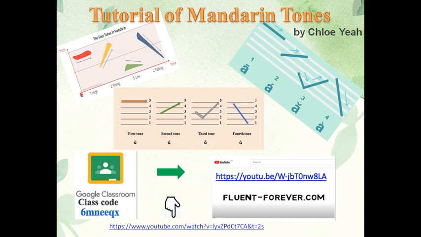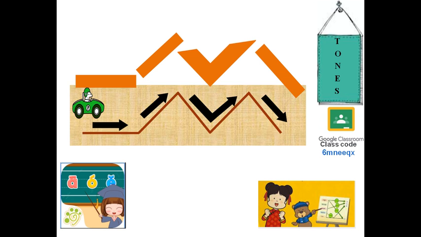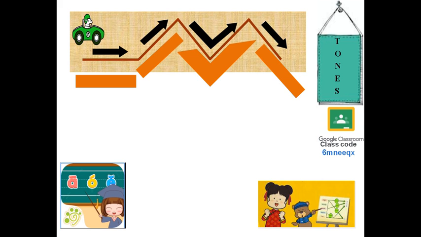Now, let's move on to my version of the tutorial about Mandarin tones. We have four main tones like the orange icons you see here. Making an analogy, we can imagine a situation like this. When a car is driving straight forward, it's tone 1 or say high tone.